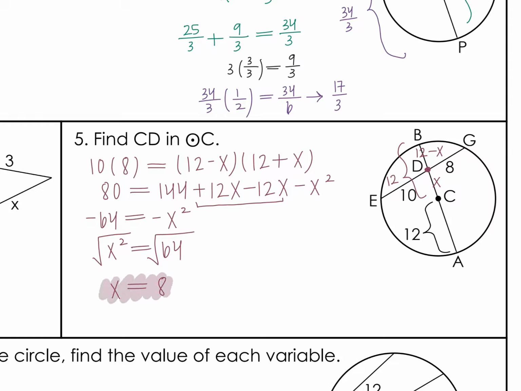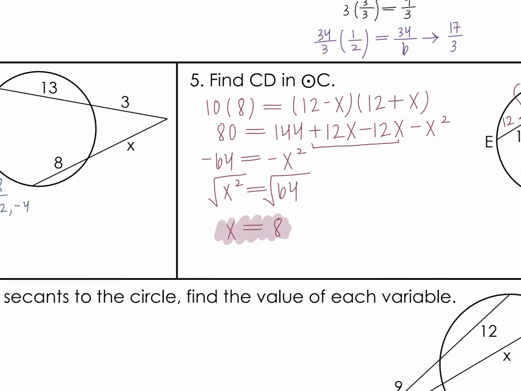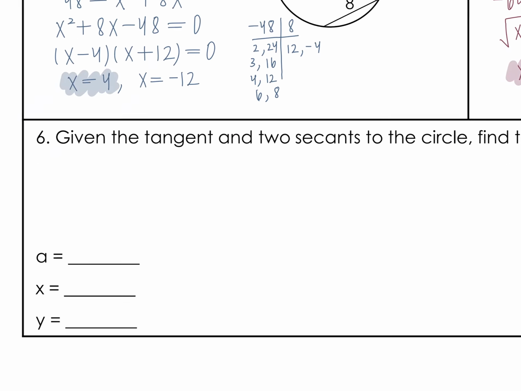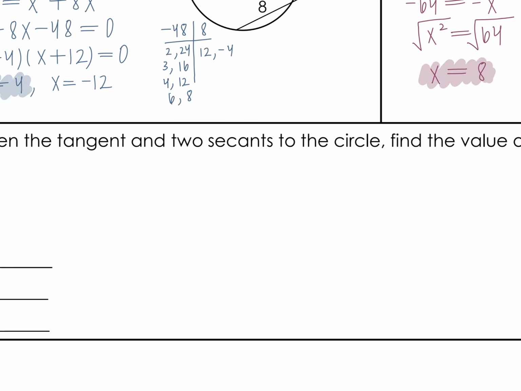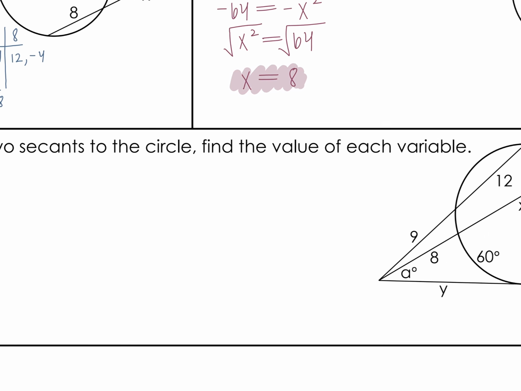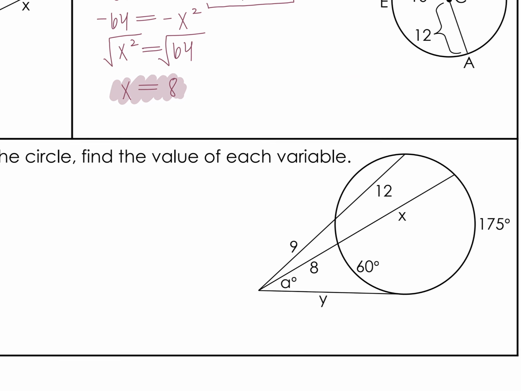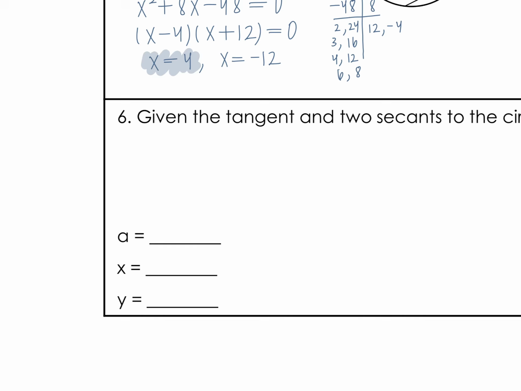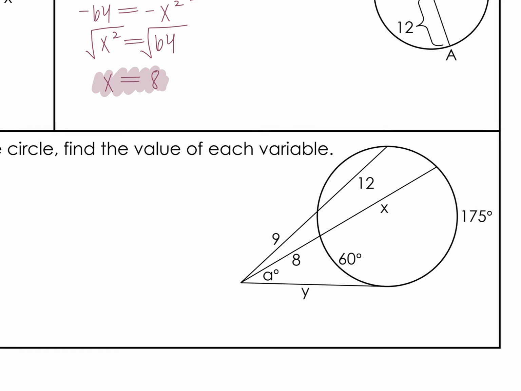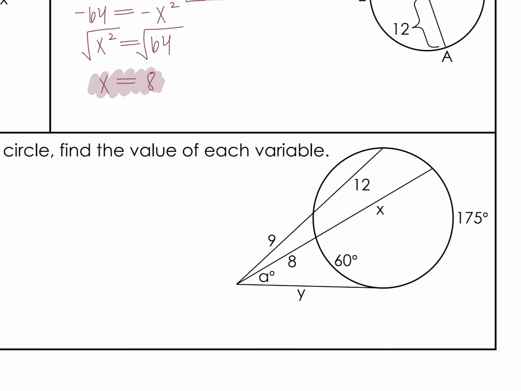All right, now let's move into our last problem, number 6. We are given the tangent and 2 secants to the circle. We are going to find the value of each variable. So we have a little bit of review in this problem. Looking at it, we're going to start off with A. So A is that angle.